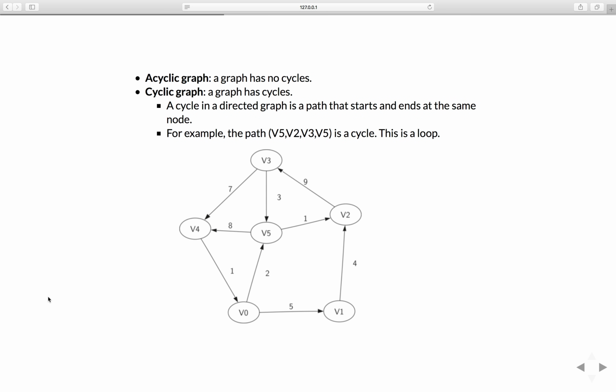Another concept of graphs is acyclic graph and cyclic graph. An acyclic graph is a graph that has no cycle, and a cyclic graph is a graph that has a cycle. A cycle in a directed graph is a path that starts and ends at the same node. For example here, V5, V2, V3, V5: if we follow the path, or follow the arrows, it ends at the same node. So this is a loop, or a cycle.